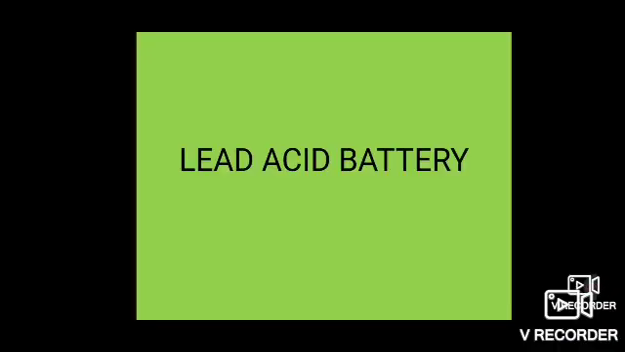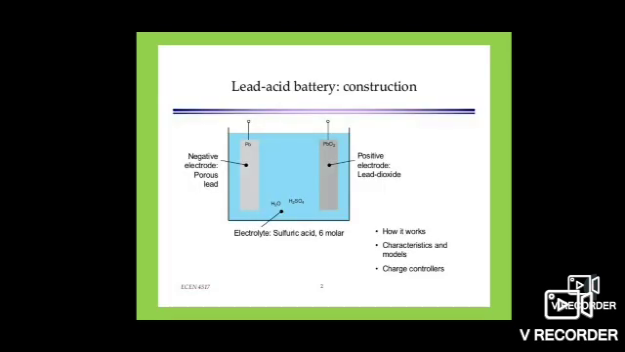Students, in this class we are going to discuss the lead acid battery. First we will see the construction of the lead acid battery. It has a negative electrode made up of porous lead, that is Pb, and a positive electrode made up of lead dioxide, that is PbO2, and there is an electrolyte, H2SO4, that is sulfuric acid.